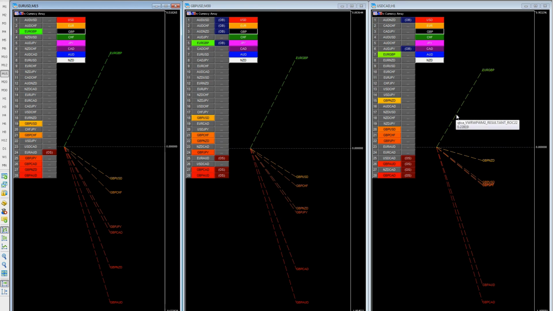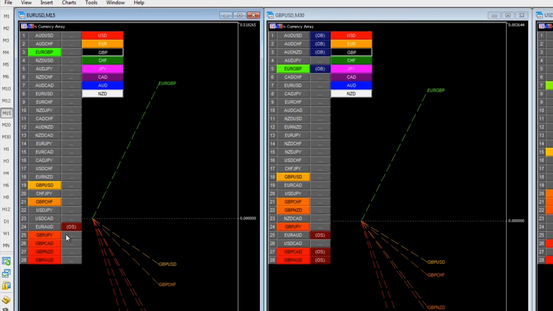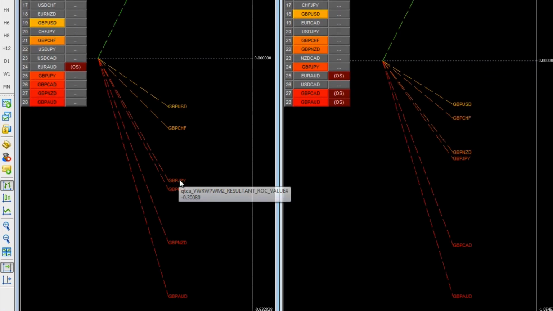Now, in addition to that, we then have, as I mentioned earlier, the ranking ladder alongside here. The ranking here obviously displays what is going on in terms of the trends. So at the bottom we've got pound yen, pound CAD, pound New Zealand, and pound Aussie. And that is obviously reflected over here. So you have a visual representation of the array on the ranking ladder.